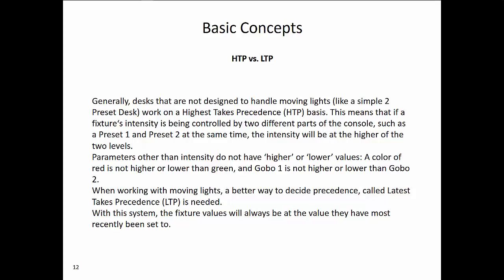Parameters other than intensity do not have higher or lower values. A color of red is not higher or lower than a color of green, and Gobo 1 is not higher or lower than Gobo 2. It is simply different. So when working with moving lights, a better way to decide precedence is called last takes precedence, and that's what is needed. With this system, the fixture value will always be the value that has most recently been changed.